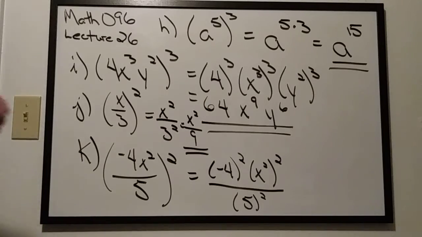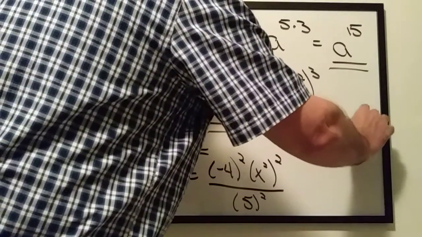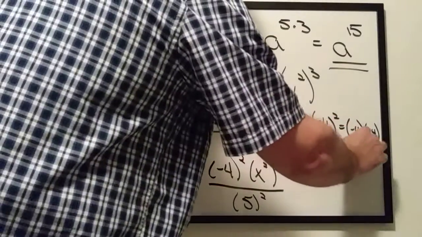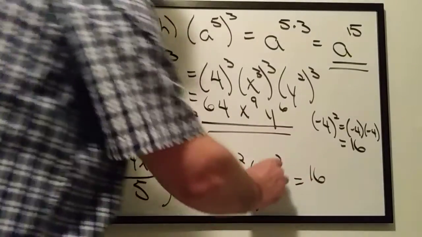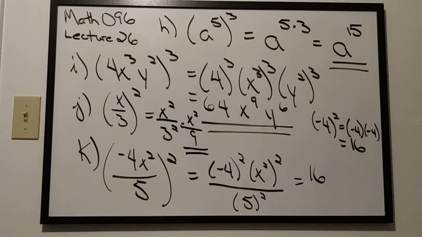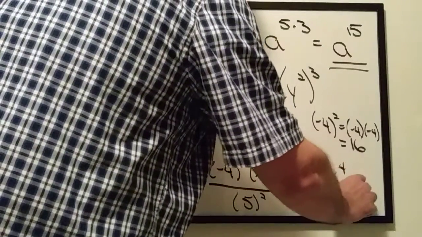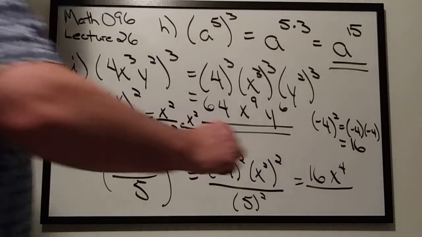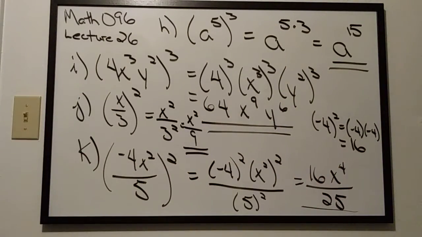Well, let's go off to the side and talk about that for a sec. If I have negative 4 quantity squared, that's going to be negative 4 times negative 4. And that means we have a negative times a negative. Negative times a negative is going to be a positive. So that's going to be a positive 16. So we have 16, and then we have x to a power, and that whole thing is to another power. Once again, that's an example of the power rule. So we're going to multiply those. 2 times 2 is 4. So we have x to the 4th. And in the denominator, once again, it's just a number problem. 5 squared, 5 times 5 is going to be 25. So we end up getting 16x to the 4th divided by 25.